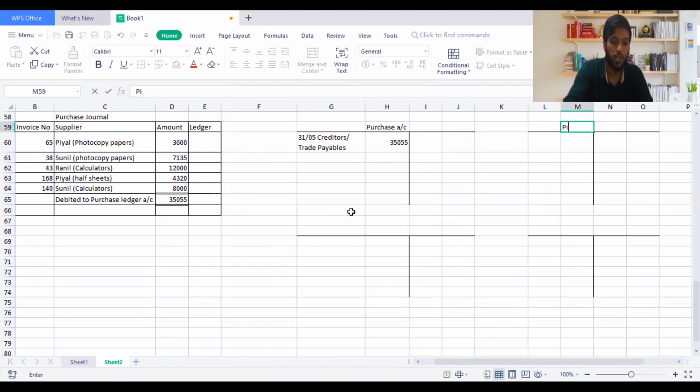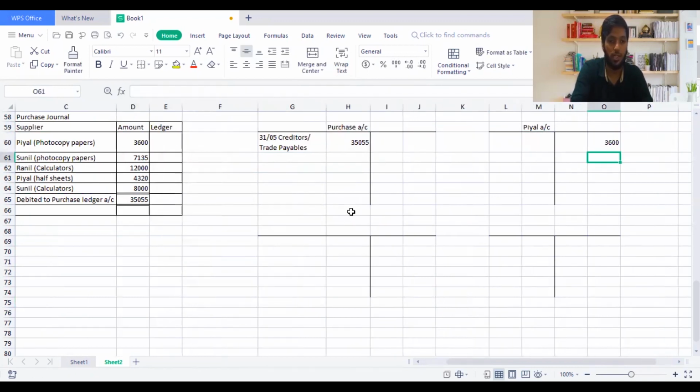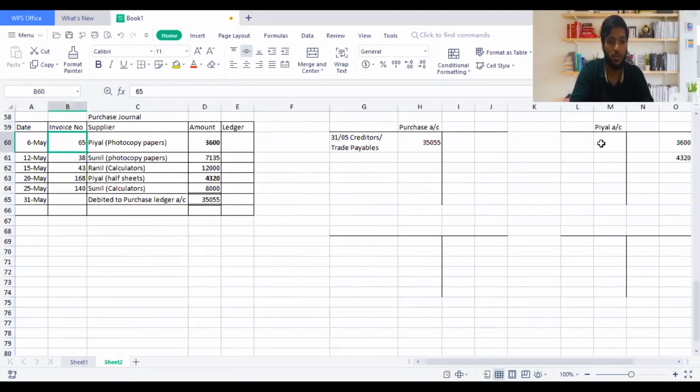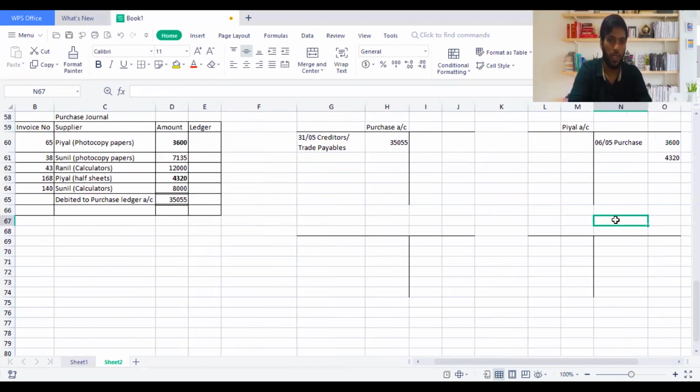His name is Pial. Pial account, right? So you know that Pial got invoice of photocopy 3,600. So right here 3,600, and you can see Pial had 4,320 also. I took this value, and I just bolded it to show you what values I took. And I can also write here the date they have given. 3,600 was 6th May. So I'll write here 6th May, purchase. It's a purchase. Let me make it bigger.